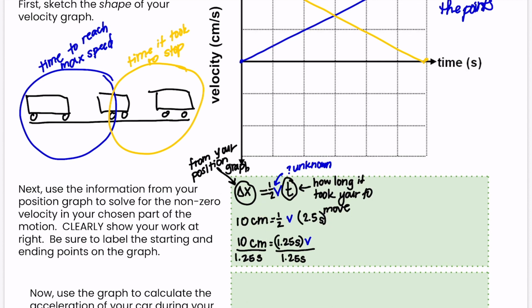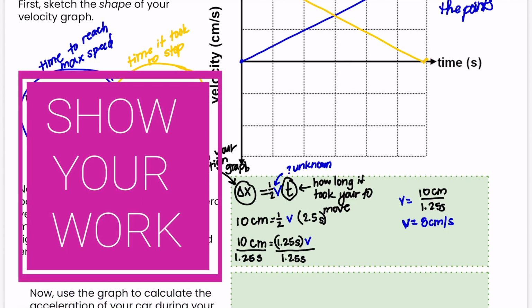Okay. And now, since I've run out of room, I'm just going to go over to this other side. So I have velocity is equal to 10 centimeters divided by 1.25 seconds. So 10 divided by 1.25 is going to give us 8 centimeters per second. And this would be our non-zero velocity of our chosen motion, right? So my car went 8 centimeters per second at its fastest.